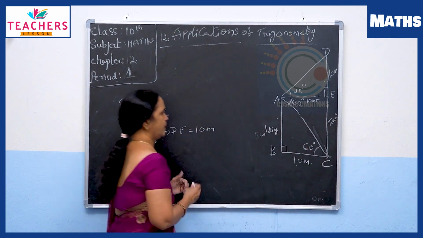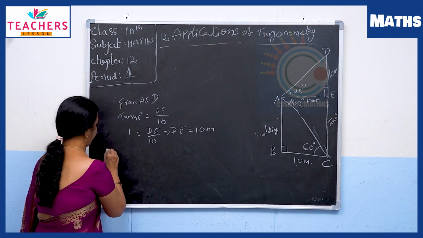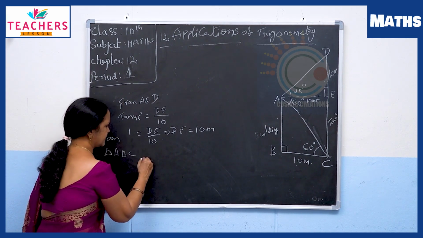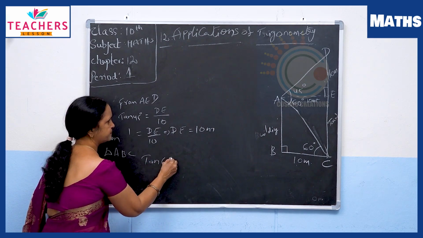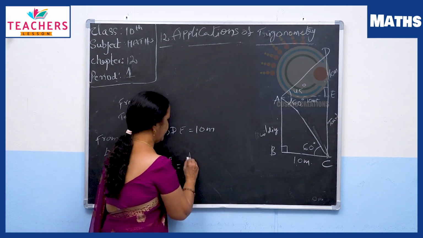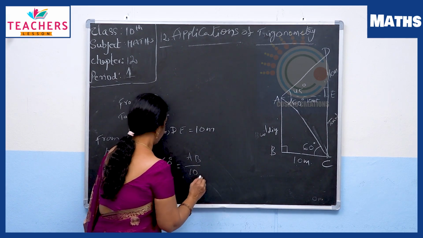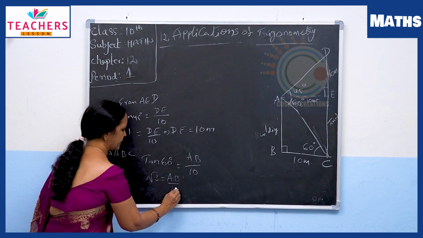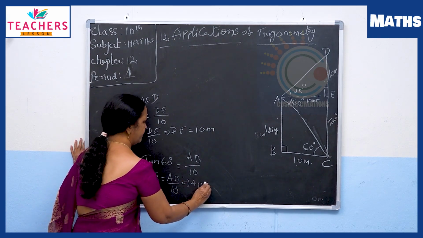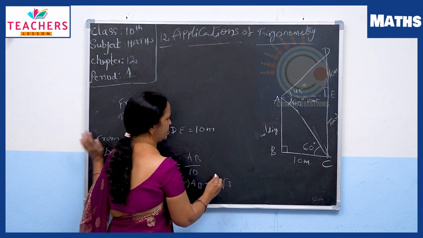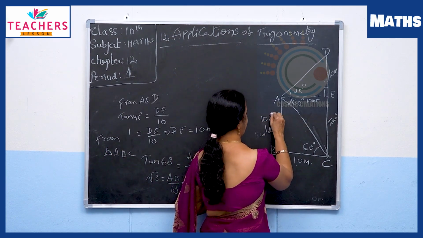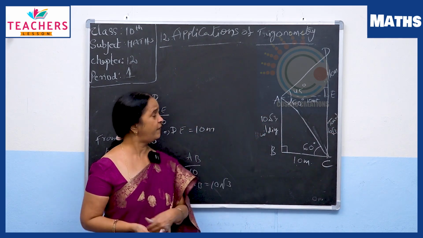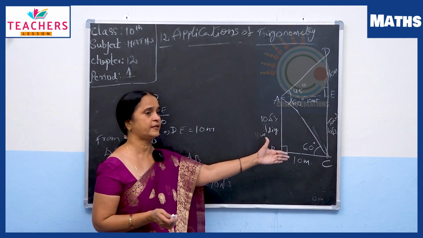Here the angle of depression, how much? 60 degrees. Now, from triangle ABC, tan 60 is equal to AB by 10. You know tan 60 value is root 3, equal to AB by 10. That implies AB is equal to 10 root 3. This is going to be 10 root 3. We could find the building height also, not only the tower.